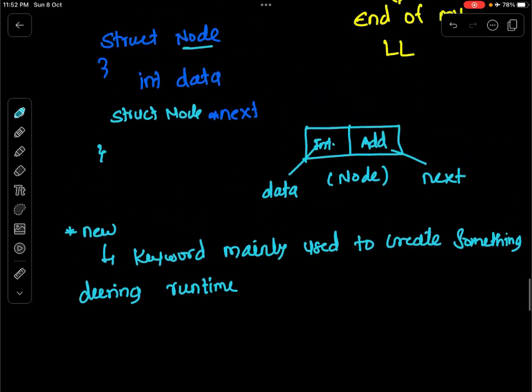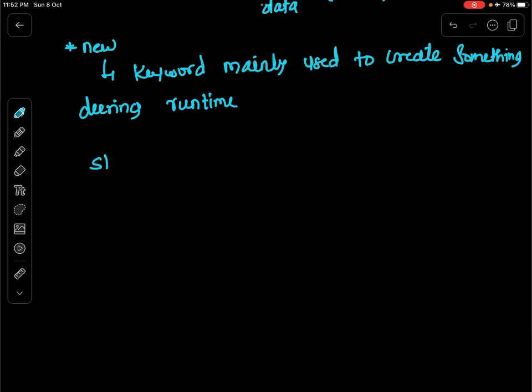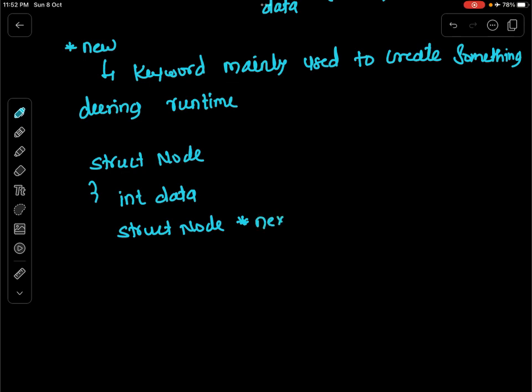Now how will I be creating the node? As I told you, my representation of a node is just like this. I have the int data and I will have a struct node pointer. This indicates a pointer, since it's holding the address of the next node, I will call it next.